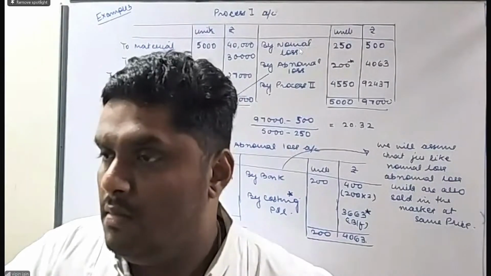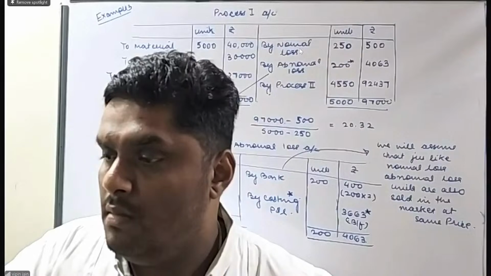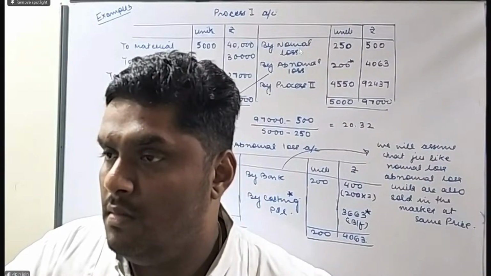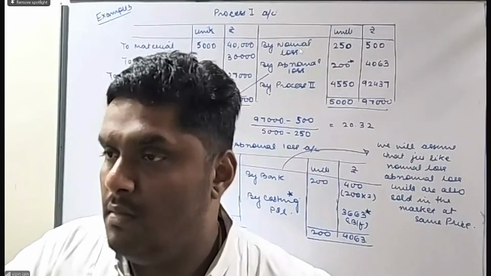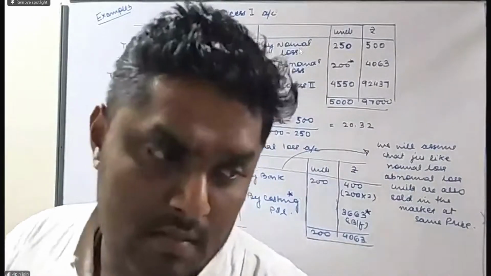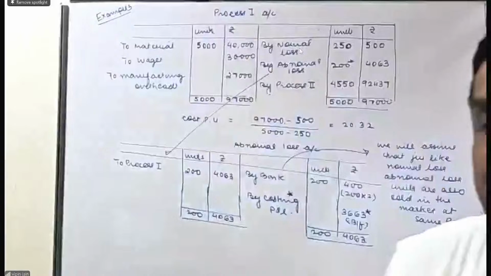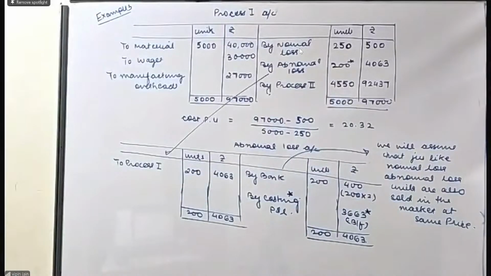And another area is treatment of losses and the gains. Whenever you are treating any loss or gain, you have to focus on the calculation of rate at which they are treated. Just like normal loss is treated at the rate at which finished products or the products which are transferred to the next process. So this is the area to be focused.